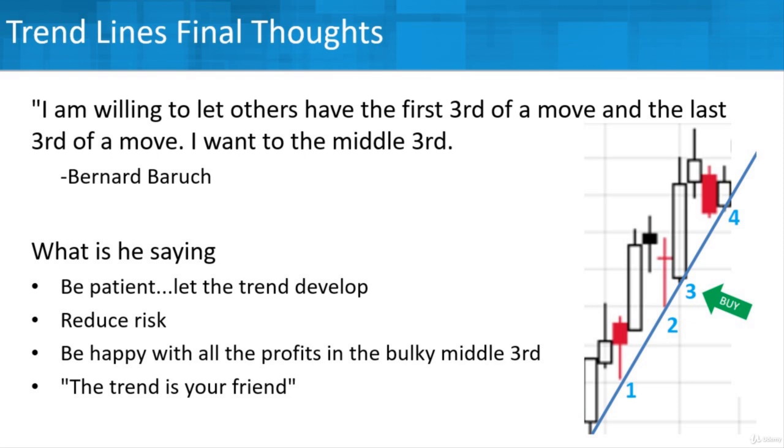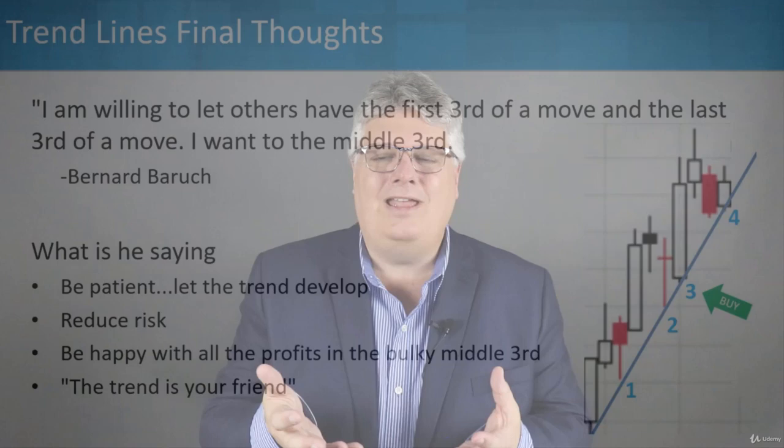Be happy with all the profits in that bulky middle third, right? The profits between number 2 and number 4, or number 3 and number 4, are great, and you're doing that over and over again. That's going to be very profitable for you. So don't worry if you thought, oh, I got in too late or I got in too early. Enjoy that middle third. And then, it's that idea of the trend is your friend. You need to have that trend established so it'll be friendly to you and be really profitable for you as well. So there you have it with trend lines.